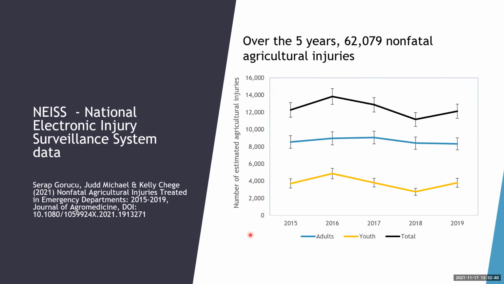The yearly distribution of estimated agricultural injuries to youth and adults is shown here. This line is for adults, and the yellow one is for the youth. As you see, almost 2/3 of the injuries happen to adults, while 1/3 of the injuries are to youth under 18.